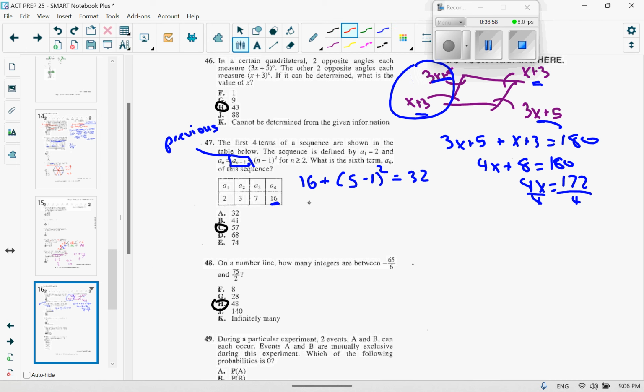And then I'm going to do the exact same process. 32 plus, now this is going to be 6 minus 1 squared. 6 minus 1 is 5. 5 squared is 25. 25 plus 32 gives me 57. So that's going to be 57 for letter C.